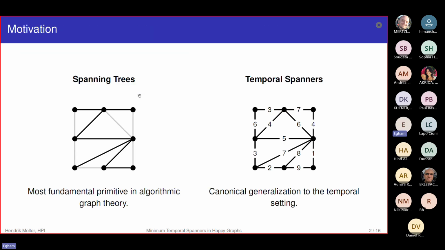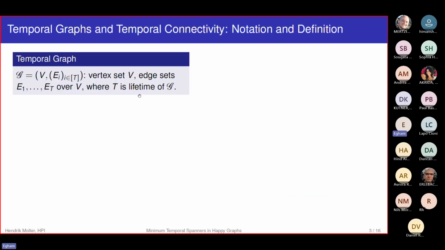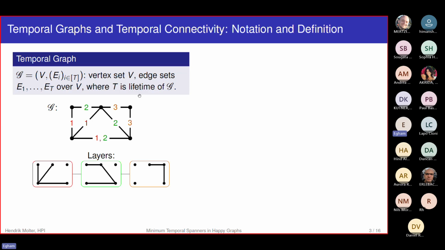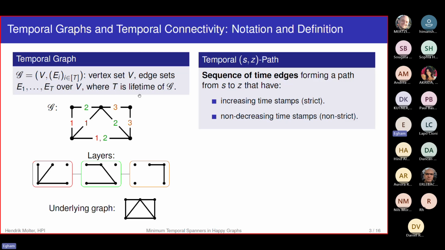Before I continue with more definitions, I also have one slide to introduce the notation that I'm going to use, which is very similar to what we've seen before. A temporal graph is a graph where the edges have labels, and we can talk about layers and an underlying graph. I'm going a little bit quickly here because I assume that you all know this or have seen this very recently in other talks.